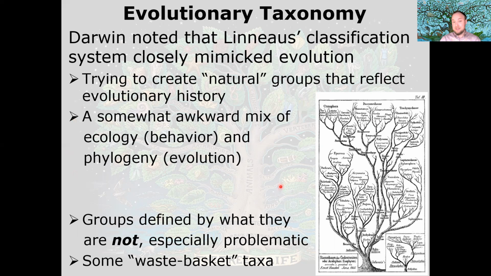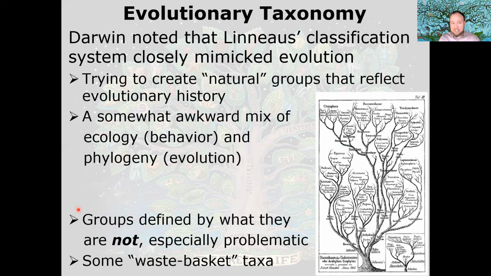One big problem is that a lot of the groups defined in evolutionary taxonomy are defined by what they're not more than what they actually are. Chordates are defined by having a backbone, but the invertebrates are defined as not having a backbone. When you start defining something by what it's not, you're lumping together things that are very different from each other, or at least you can.